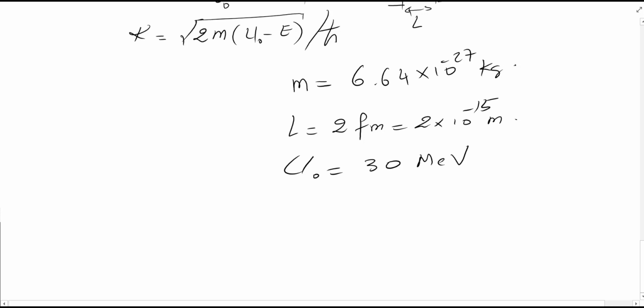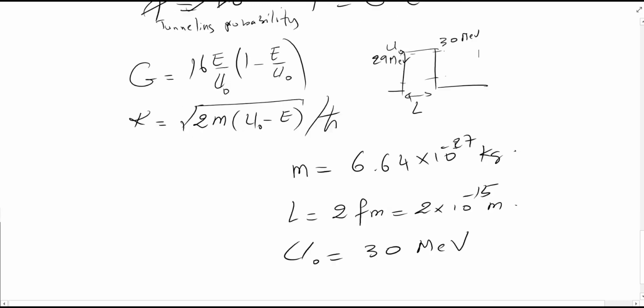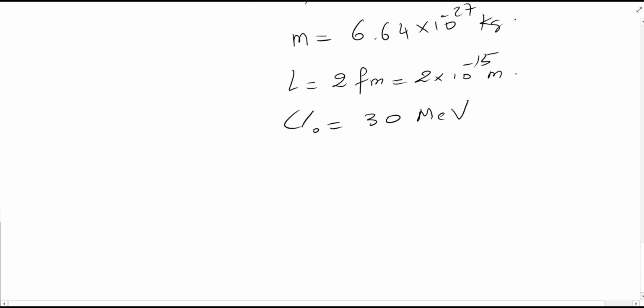And they ask what is the tunneling probability when the alpha particle encounters the barrier if the kinetic energy is 1 mega electron volt below the top of the barrier. So it comes just 1 MeV short. So it comes with 29 MeV, whereas this is a 30 MeV barrier. We want to find T. For that, again, we're going to find G, and we're going to find kappa, and we're going to use the formula to find the probability.